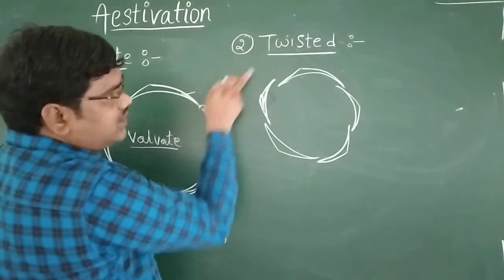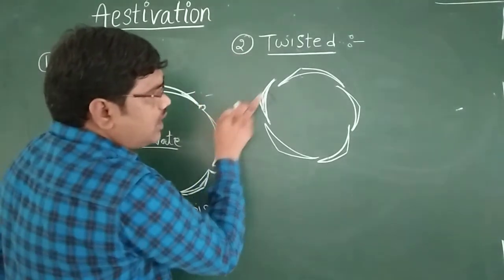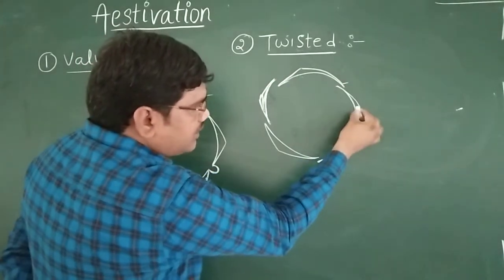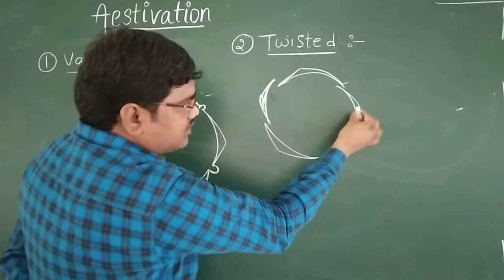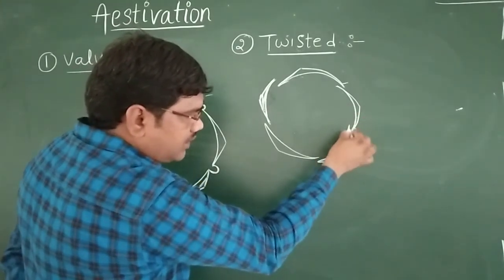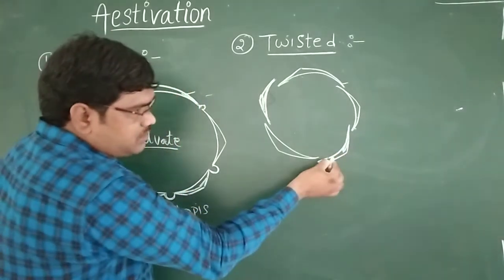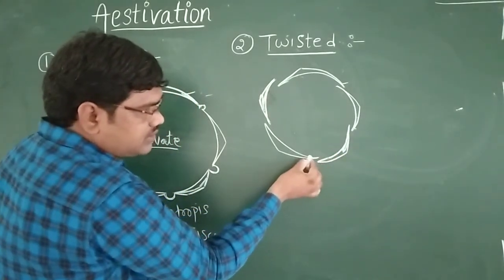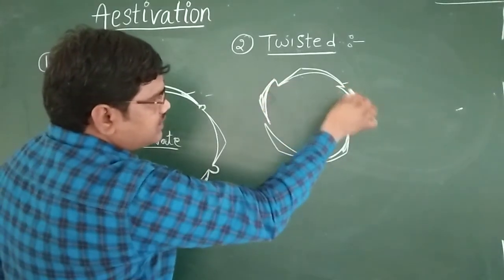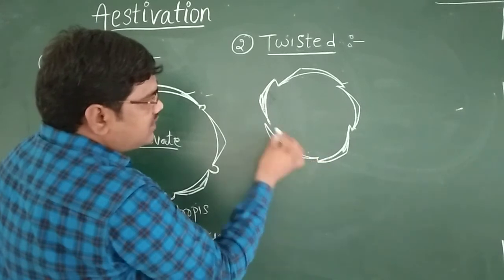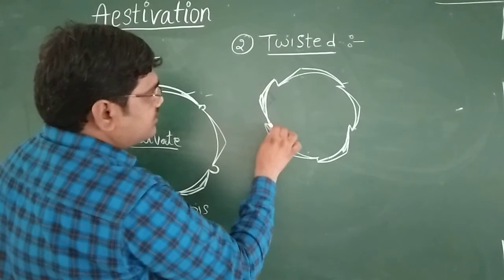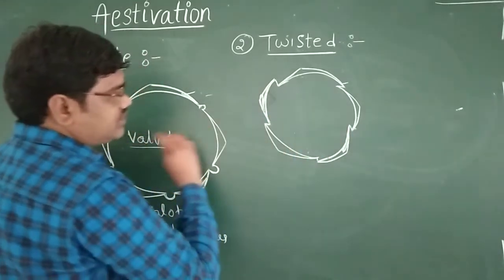In a twisted estivation, each petal margin is overlapping the next petal margin. Like this, overlapping each other, that is the twisted estivation.